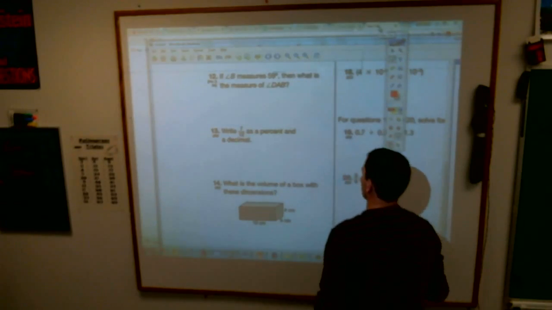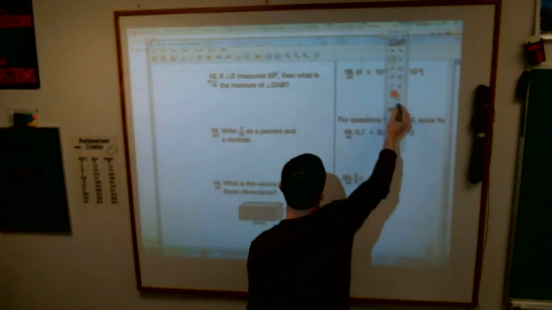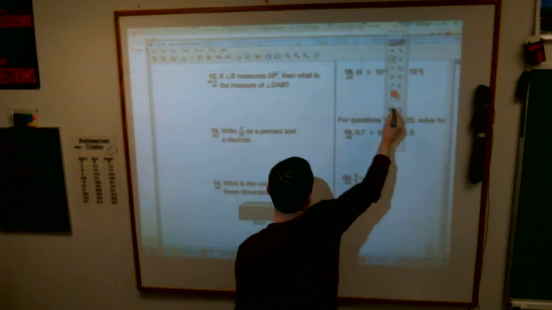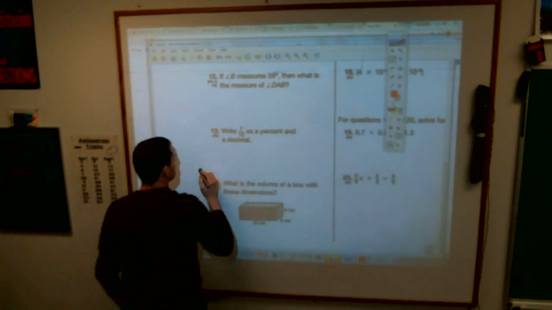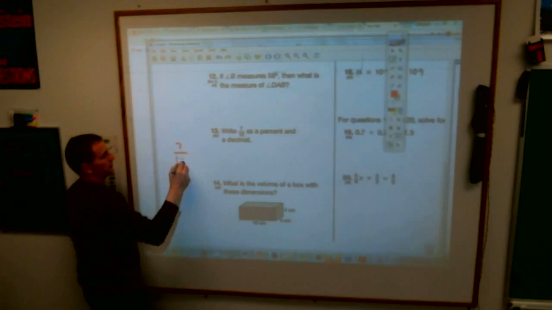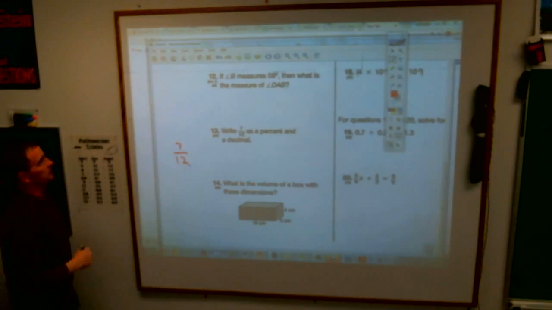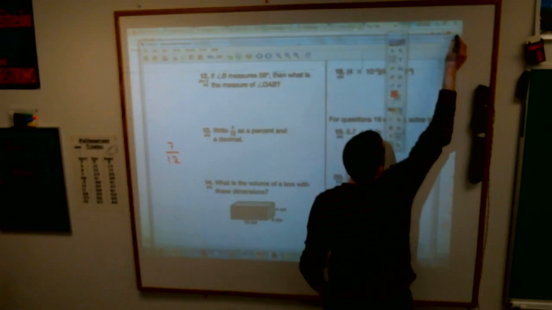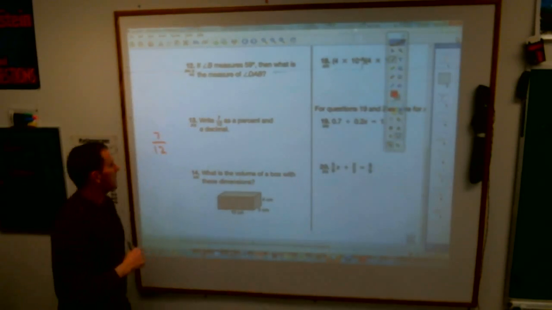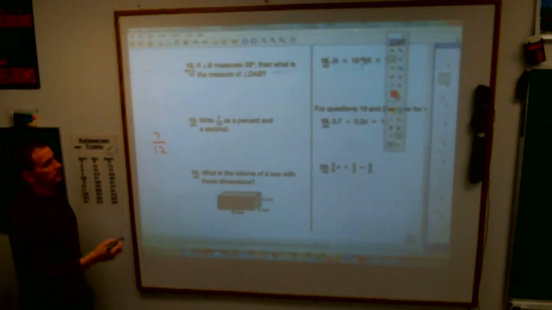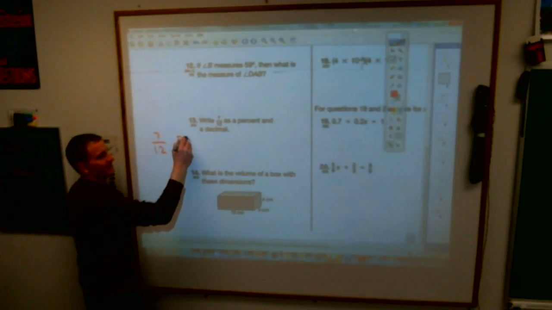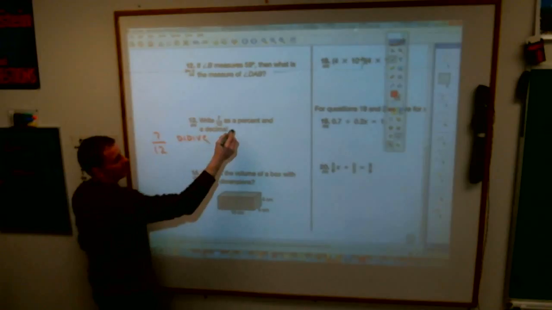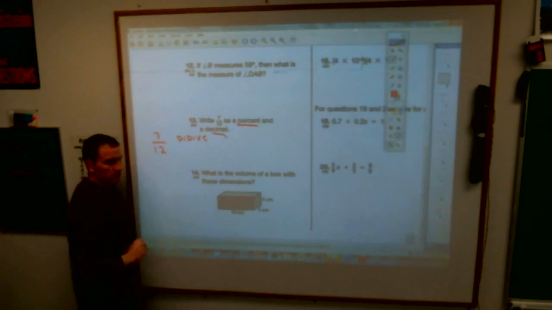This one here, problem number 13. You are just going to divide this out. You're supposed to write it as a percent and as a decimal.